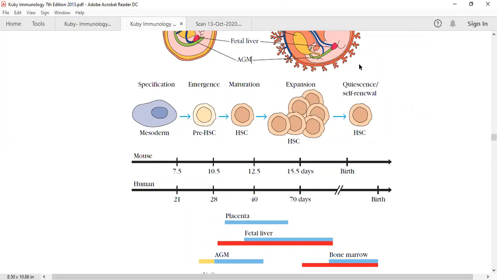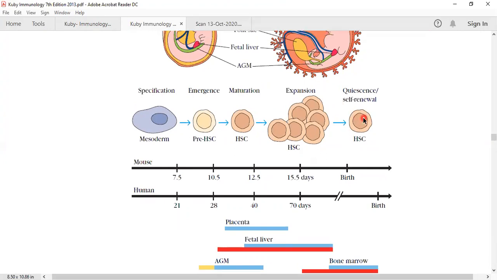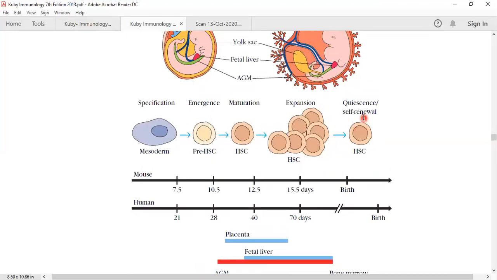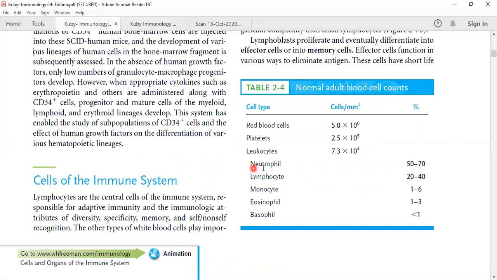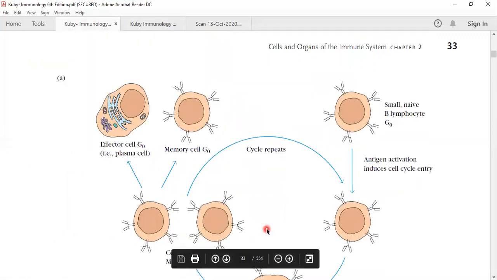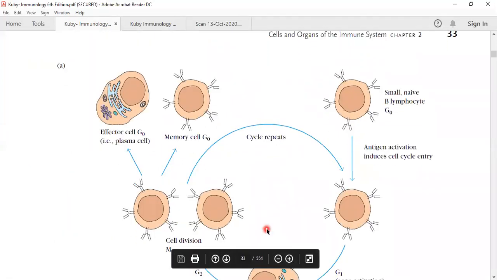So hematopoietic stem cells are a kind of pluripotent cells because they give rise to all the white blood cells by the process called hematopoiesis. These cells, red blood cells, platelets, leukocytes, neutrophils, lymphocytes, monocytes, eosinophils, basophils, macrophages, are all produced from the same hematopoietic stem cell.